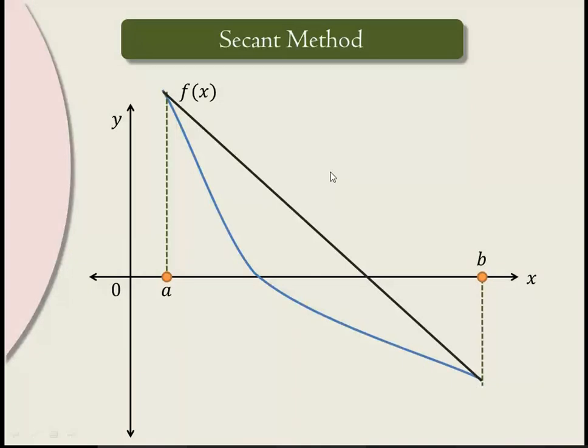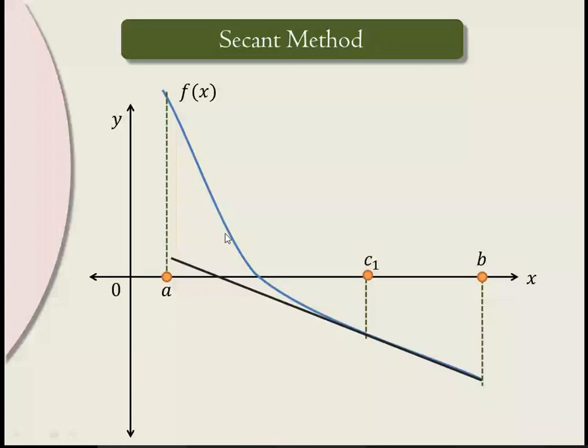So firstly, draw the line, then remove this first point. Whatever new point we get, suppose this point is say C1. The first interval was from A to B. Now remove this point, take the new interval from B to C1 and draw the line joining these points. Then wherever it intersects, we get a new point. Then draw the line joining the points f of C2 and f of C1. Take this new point and this point, remove the previous point, and draw the new line.